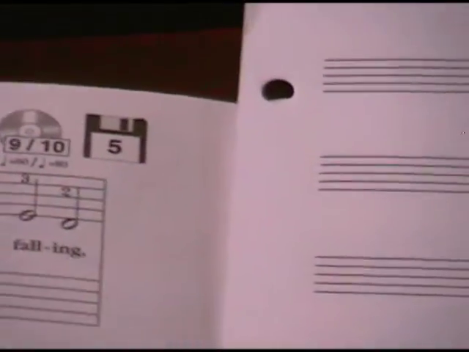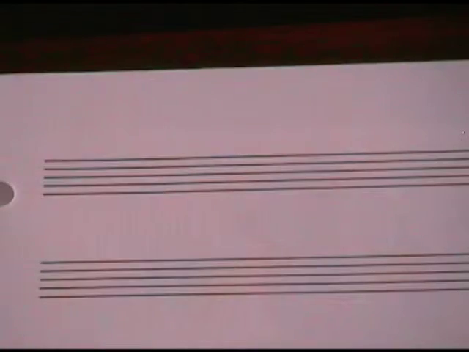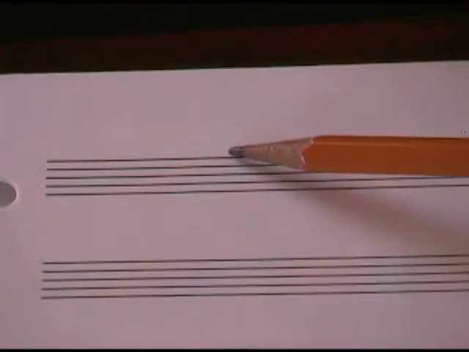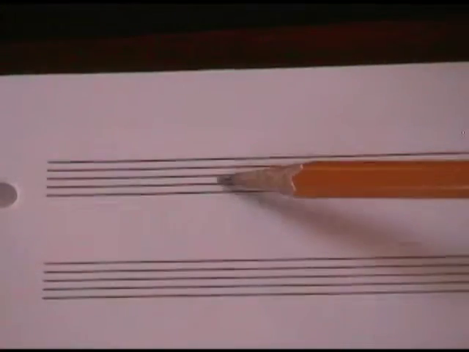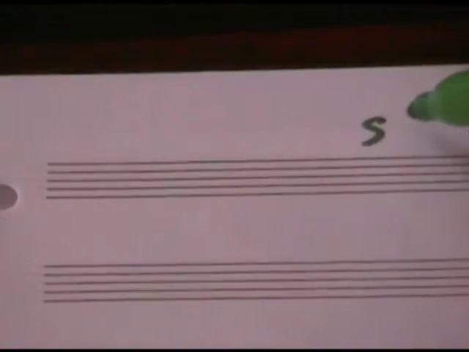So here's some staff paper, sometimes called manuscript paper. And if you don't have any, you can make some on your own. All you do is take a blank sheet of paper and a ruler, and you draw 5 parallel lines, which will produce 4 spaces in between the lines. This kind of thing is called a staff. So the 5 lines and 4 spaces is a staff.